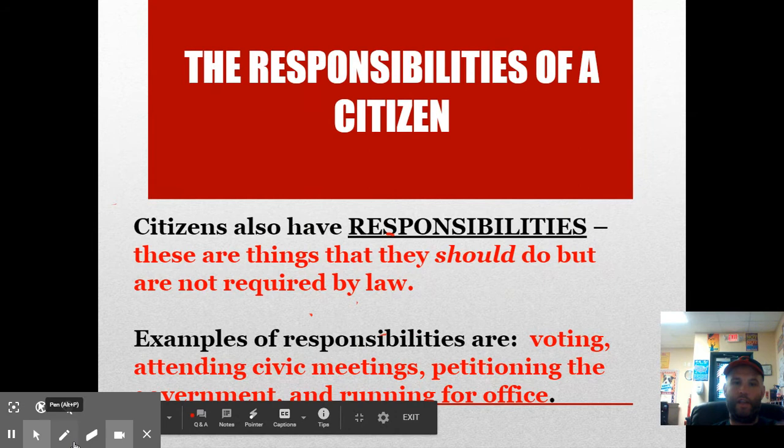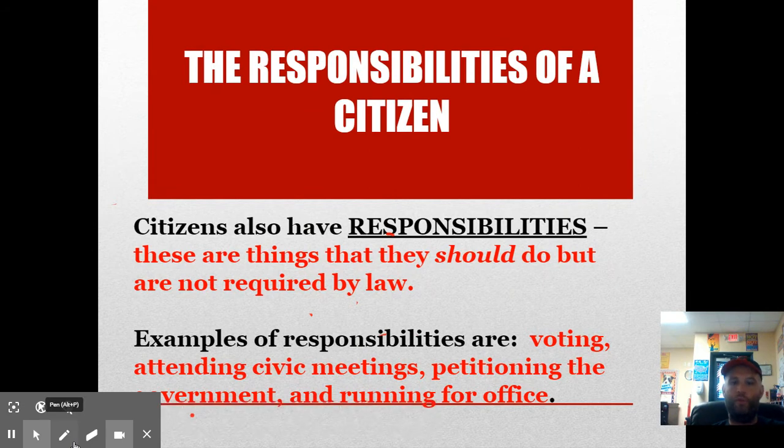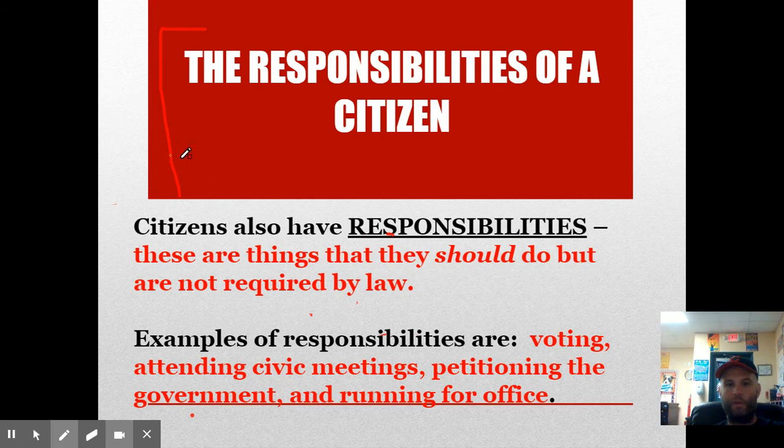Okay, so now we're going to talk about the other one. So obligations, things you legally have to do. Responsibilities are things you really should do, but are not required by law. So you're going to want to write down on the left the responsibilities of citizens, and you're going to want to write this down as the definition, okay? So these are things that you should do to help the country be a better place, but you're not going to be arrested if you don't do them.